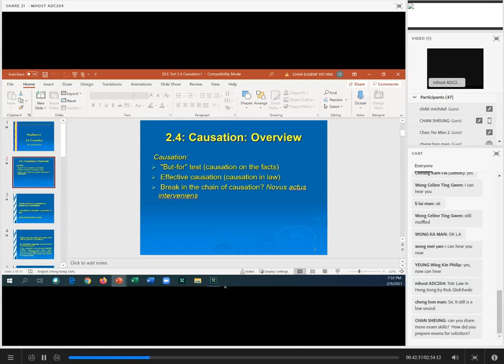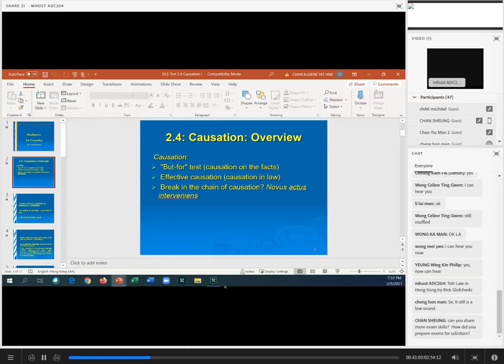Okay, so the first event, whoever caused that first event will get off. So we'll be looking at some cases there. The must-know case with regard to Novus Actus Interveniens is Knightley and Johns, but there is another case on similar facts, the Lodge case. We'll look at that as well. So basically, everybody, I'd say there are only three must-know cases on causation.